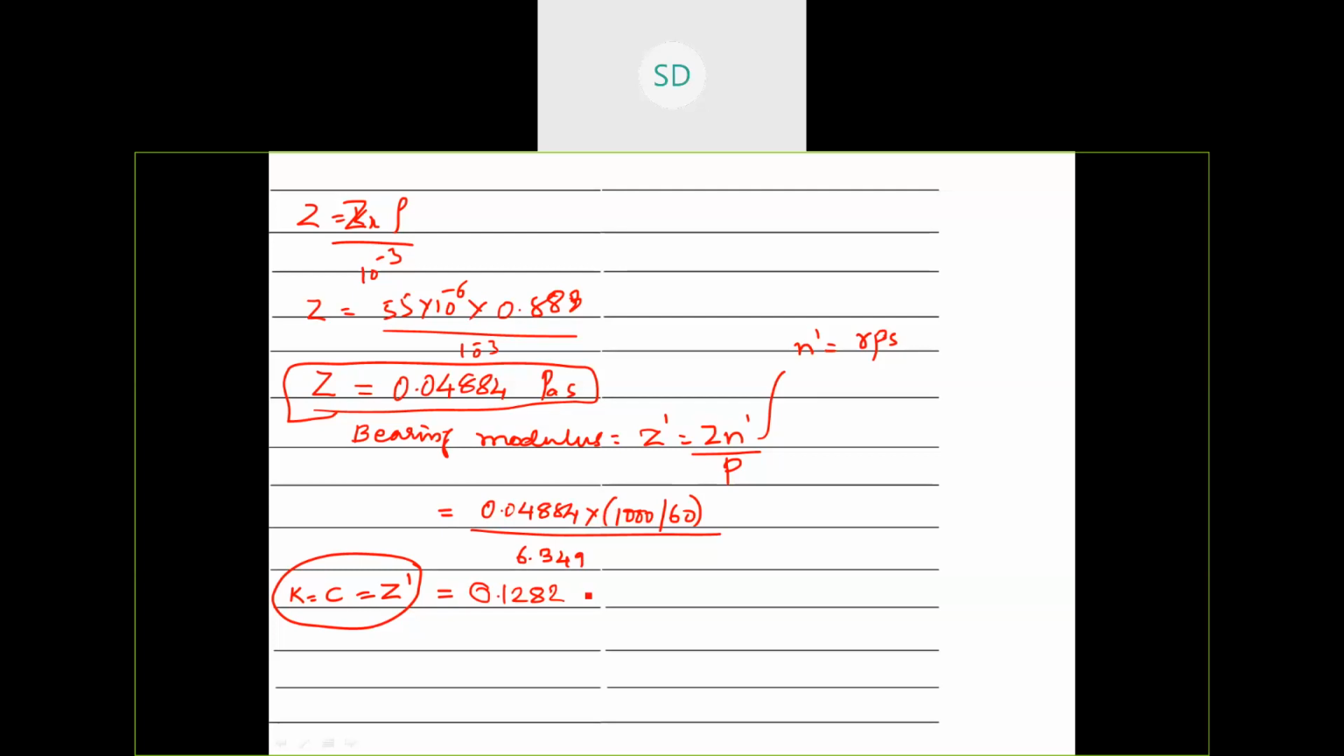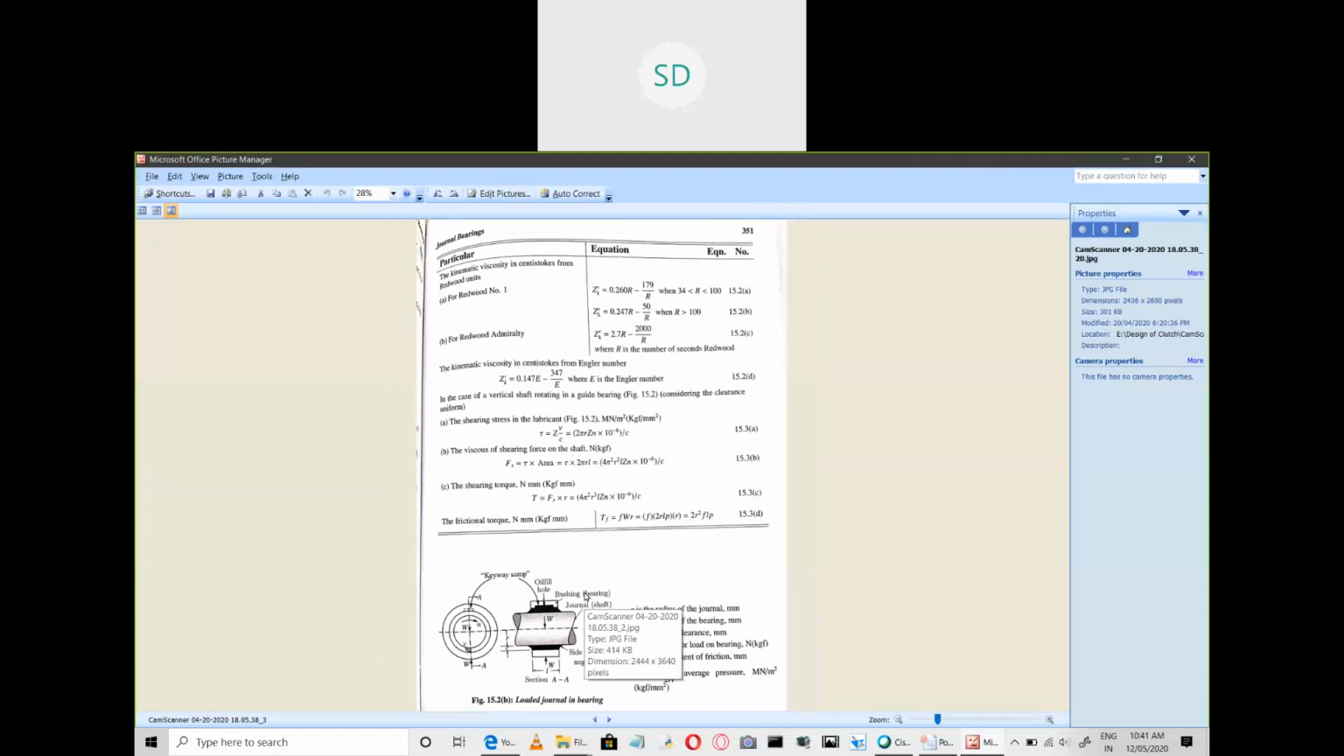Now the thing is that you need to cross check some unit conversions here, because of centipoise to Pascal seconds. So let us go to the data book once again. Now just look at how we can convert the units here.